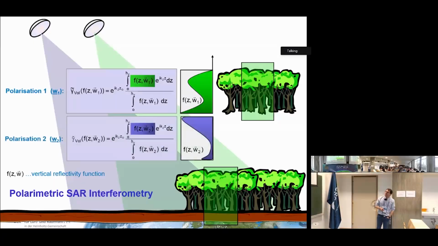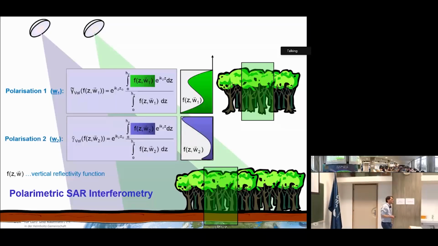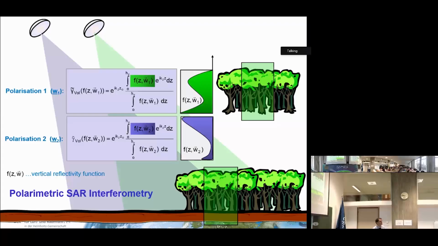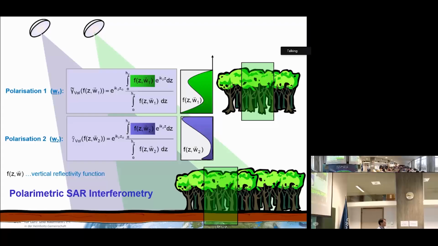But the important point is that now we said, we start from the polarization, we combine the polarization, we make new images, and we calculate the coherence. You can also think about, for instance, optimizing the polarization so that you change the reflectivity function.